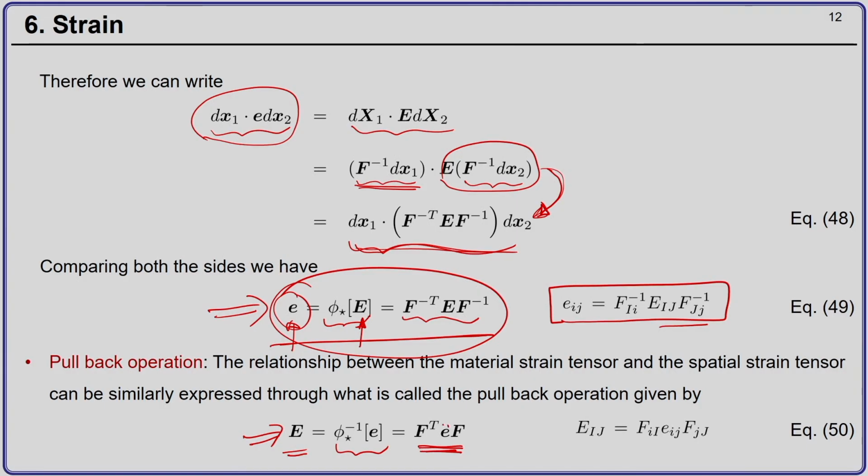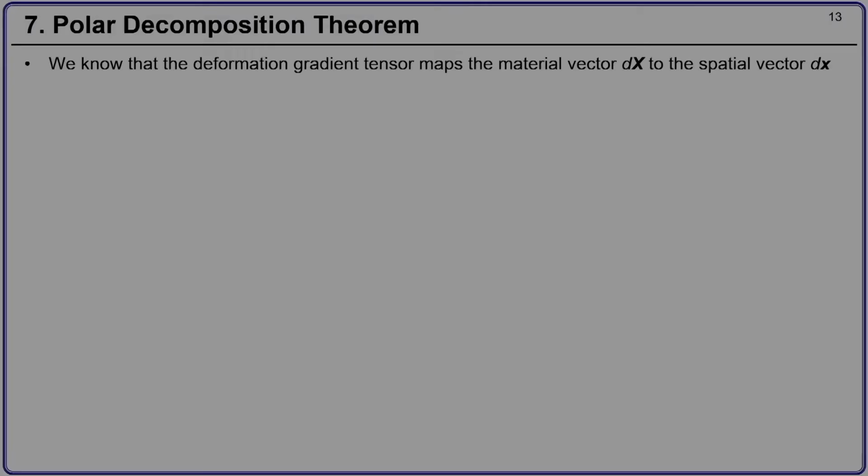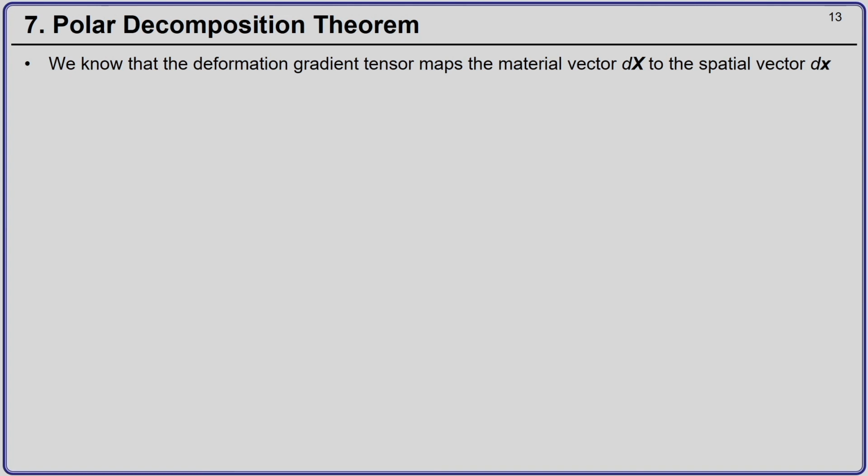So, what you have to do? You have to pre-multiply the Euler-Almansi strain tensor by F transpose and post multiply it by F. So, F is present. Now, we come to the next topic. The physical meaning of all these strain measures we will actually see in the next class, where we will do some examples.